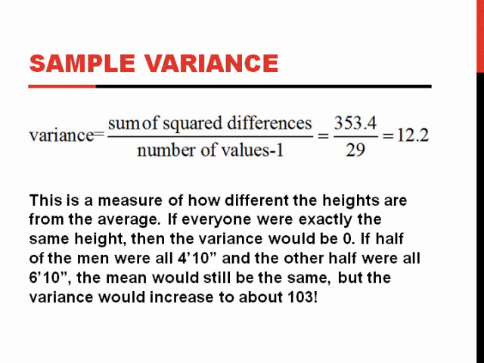Again, this is giving us a measurement of how spread out people are, how different people in the sample are from each other. If everyone was exactly the same, if everyone was exactly 69.6 inches, then the variance would be 0. If, on the other hand, half of the men were 4'10" and the other half were all 6'10", the mean would still be the same in that case. The mean would still be 5'10", but the variance would increase up to 103. In this case here, it was 12.2.